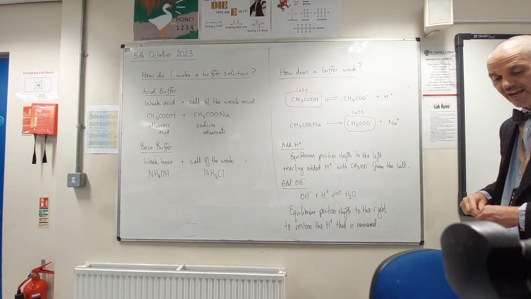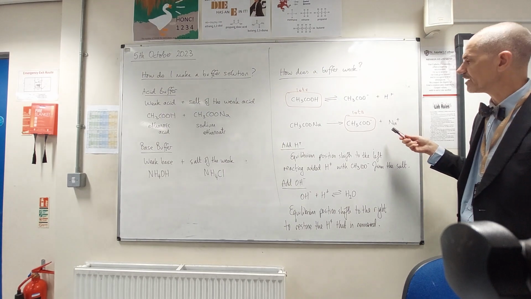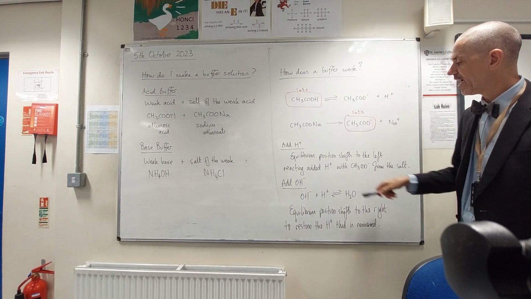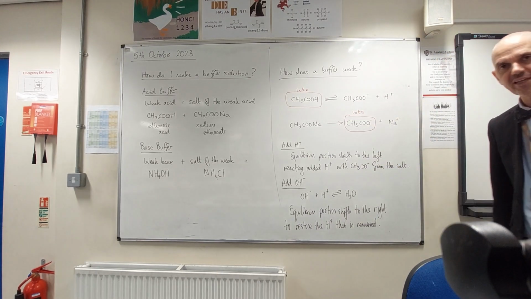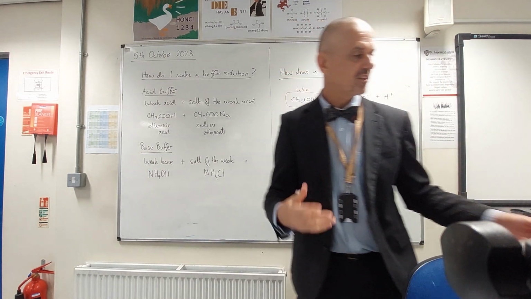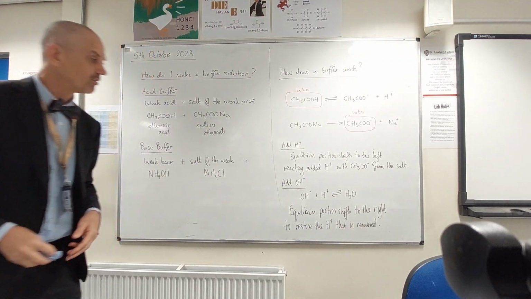Okay, so both ways, it's the equilibrium that helps us out, it's Le Chatelier that helps us out. Add H plus, we'll use it up using the ethanoate. Add OH minus, that'll take away the H plus, well, we'll make more from the ethanoic acid. So either way, that H plus gets restored to more or less its original level.